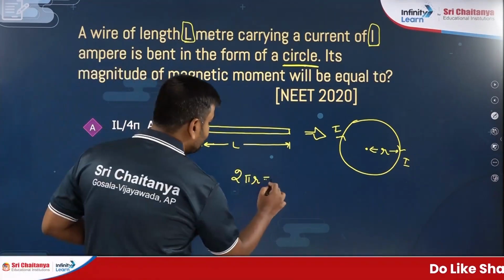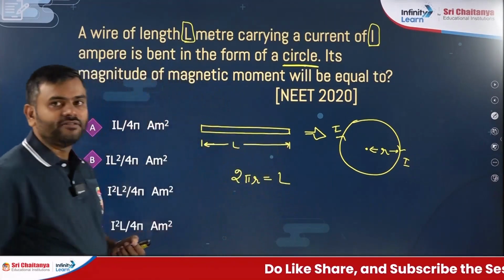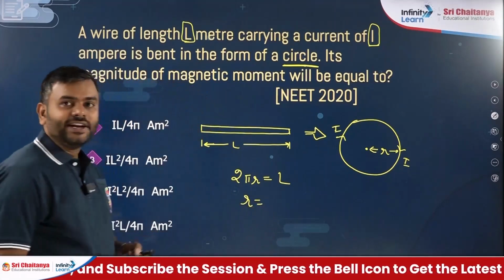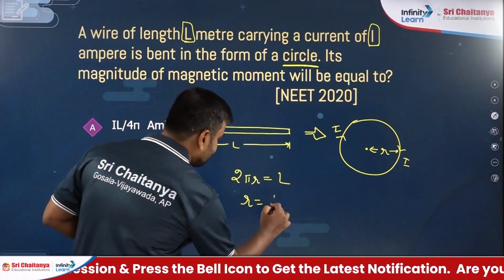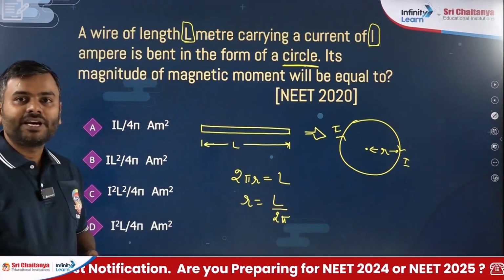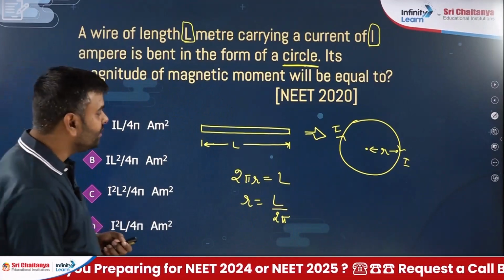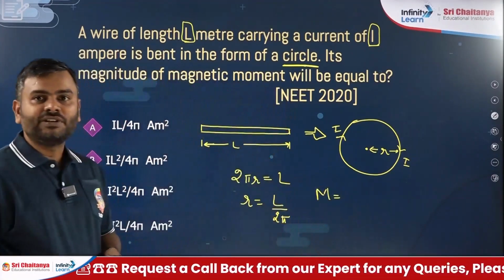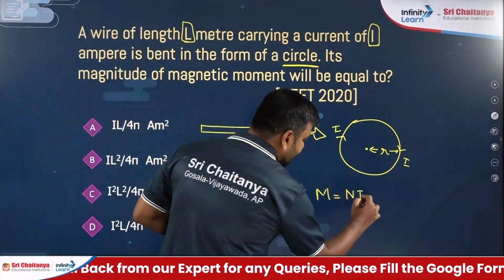Okay. With the total length of this wire, which is L, from there we can get the radius. The radius comes out to be L divided by 2 pi. Once we have the radius, we can calculate the magnetic dipole moment, which will be NIA.